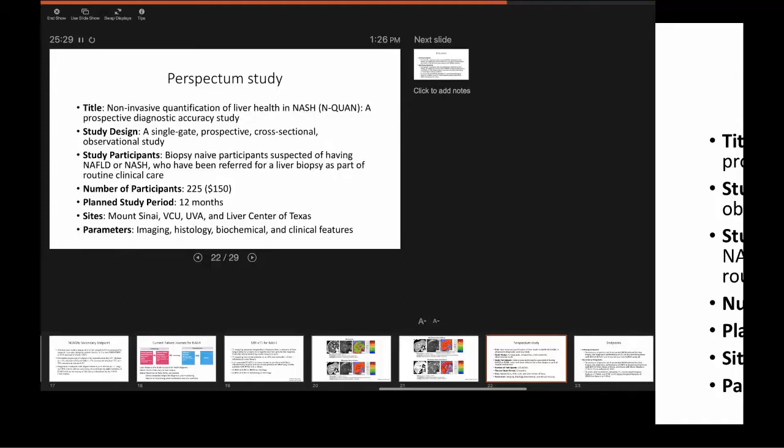So it's a single gated prospective, cross-sectional observational study. So these are patients we want who are biopsy naive. These are people you're thinking about doing a biopsy on for NASH, and so they're going to get paid. It's a 12-month study. There's only 4 of our centers that are doing it. We're just going to do imaging. We're going to do the biopsy. And we're going to get a little bit of blood from them and be able to look at their chart. That's all we're asking to do. It's a very simple study.